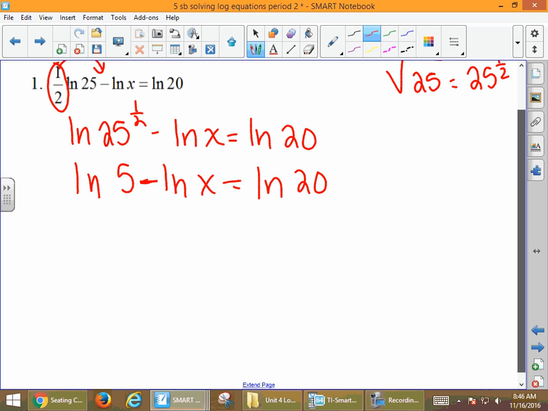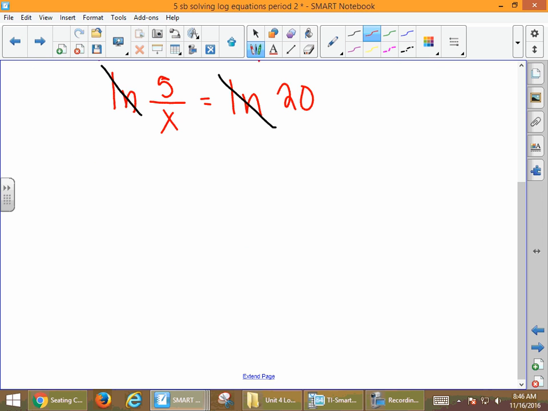We once again have a minus sign. And what does minus tell us to do when we're dealing with logarithms? It tells us to divide. So it's going to be natural log of 5 divided by x equals natural log of 20. Now that we have a single logarithm on each side, we can cancel the logs, and we can finish by solving. And it's 5 divided by x equals 20.